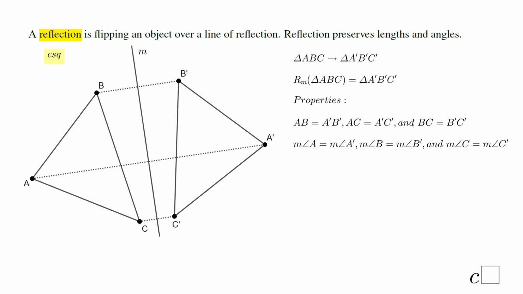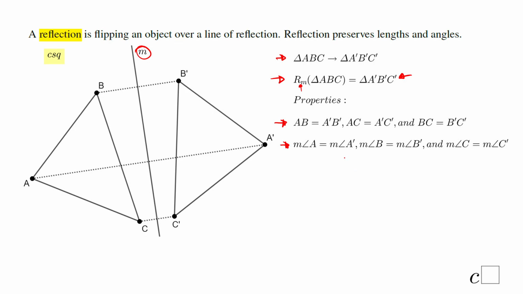Very similar, we have notation for reflection. You see here, triangle ABC becomes the triangle A prime, B prime, C prime. A reflection over the line M of triangle ABC is triangle A prime, B prime, C prime. Now property, remember, preserve length and angle. That's when we see how it preserves the length of the triangle ABC, and this is the angle.